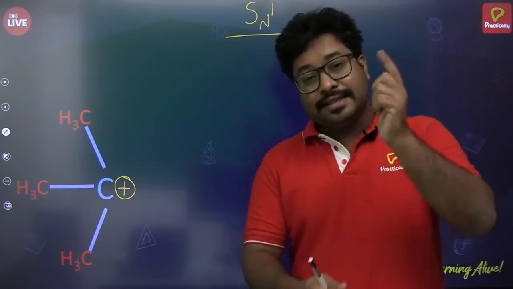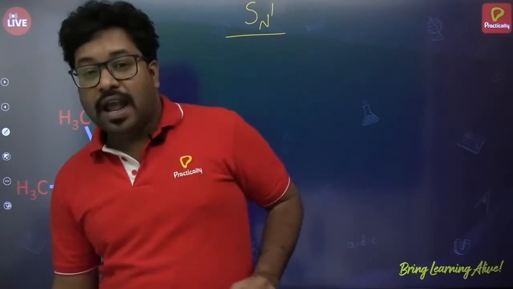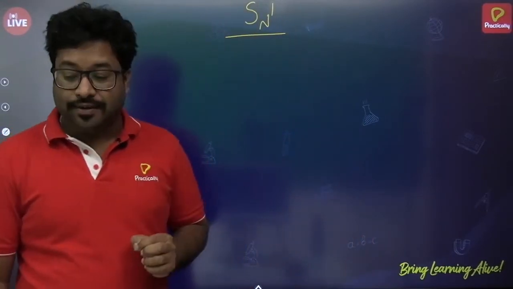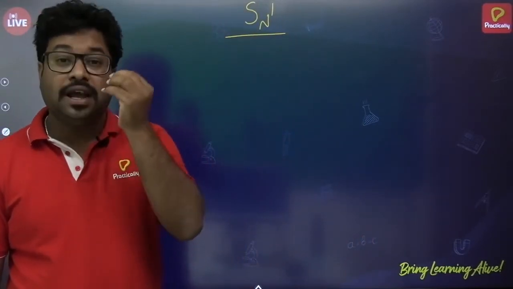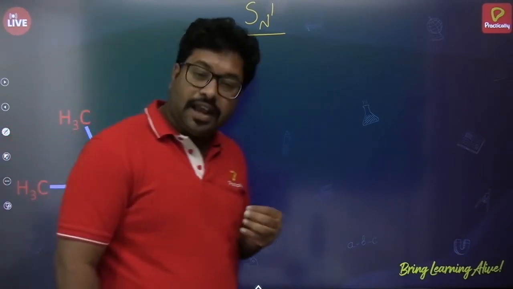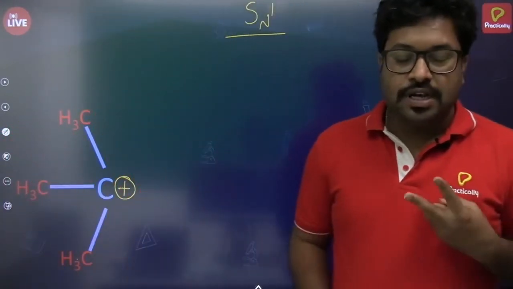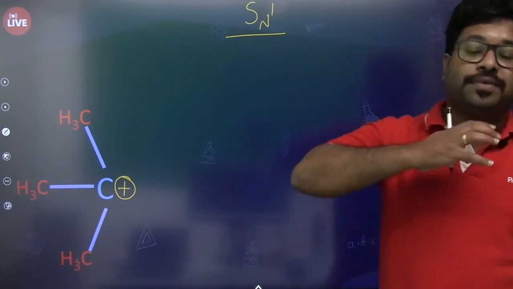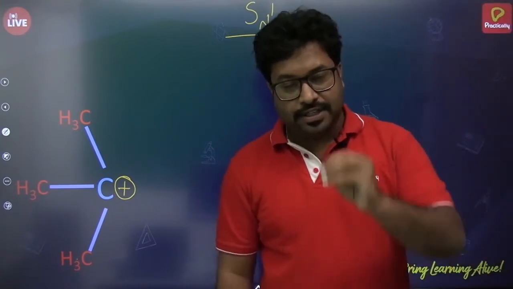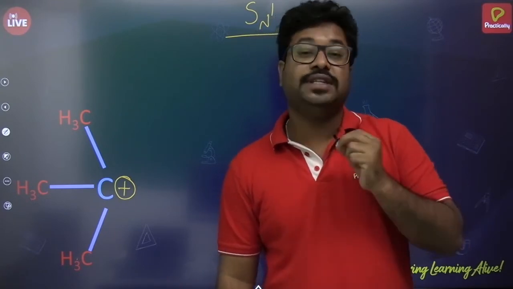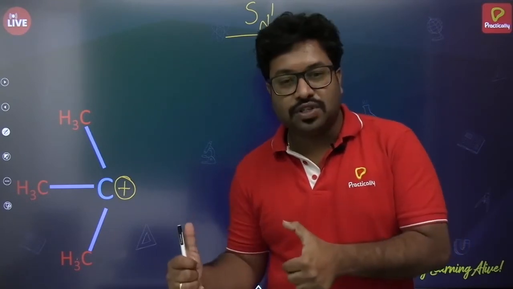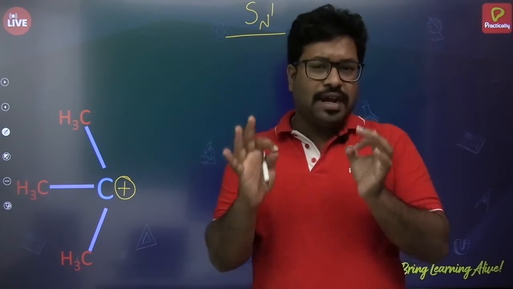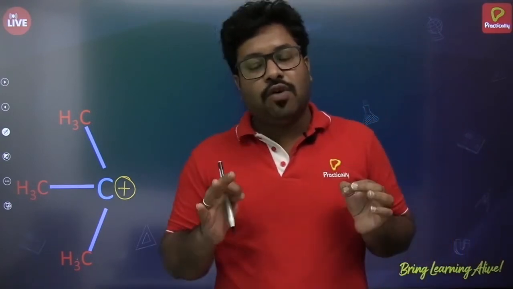Okay, and the second stage now would be attack by your nucleophile, and that is how you get the product. So it's a two-step mechanism. The first step, which was breaking of carbon and chlorine bond, is the slow step, which we just saw. That is the slow step. And you have seen what species were involved in the slow step.